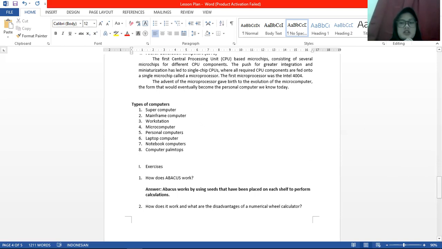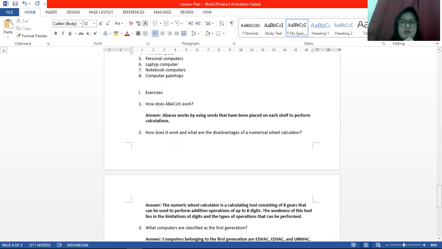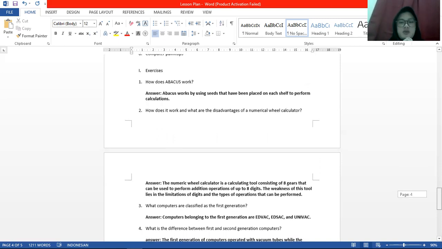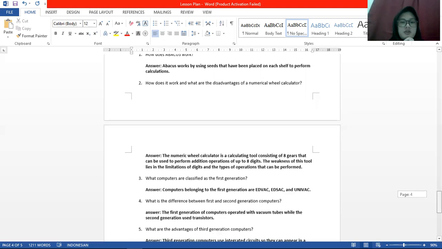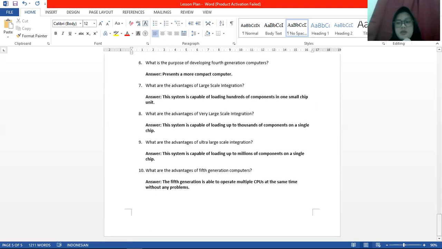And then here's the exercise. They probably will come out for the test. I made 10 questions. How does the abacus work? And then how does it work? And I also mentioned the answers, so it's easier. Yeah, there are 10 questions that I mentioned.